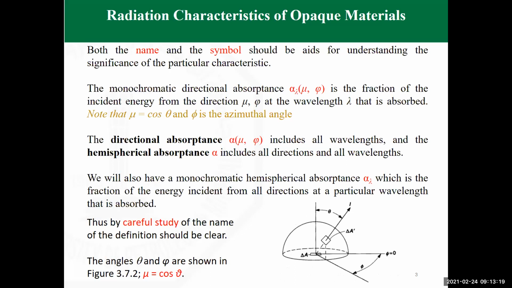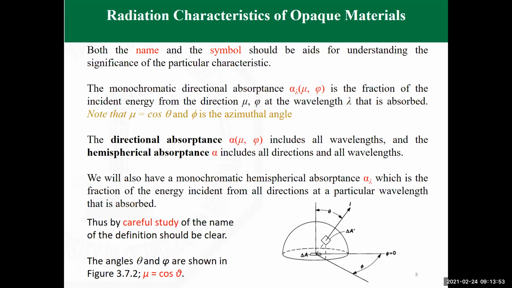Monochromatic directional absorptance. We know the absorptance is alpha, which is the ratio of the amount of energy absorbed with respect to the amount of energy incident or falling onto the surface. How much did we absorb out of the surface? For example, if a flux of, say, 10,000 watt per meter square is incident, and the surface has absorbed 400, the absorptivity is 40% or 0.4. So basically, this is what it is.